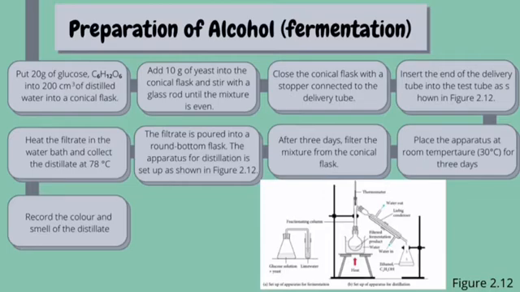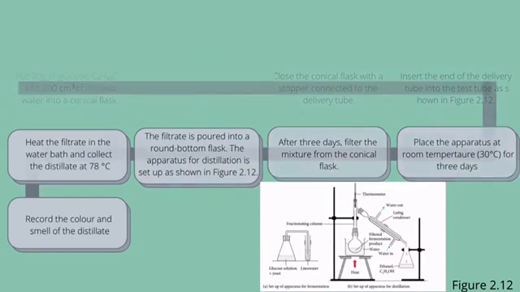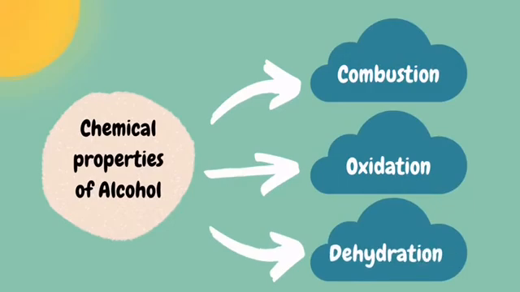At the end of the experiment, we will obtain ethanol and carbon dioxide as the products. Ethanol is a colorless liquid with a sharp smell. Next, let's get to the next slide, which is chemical properties of alcohol. There are 3 chemical properties of alcohol, which are combustion, oxidation and dehydration.